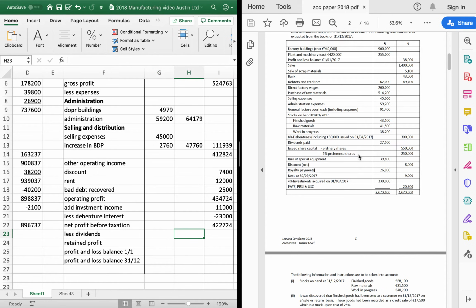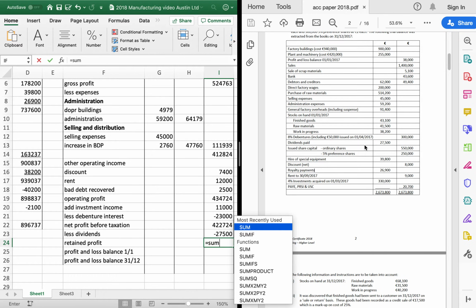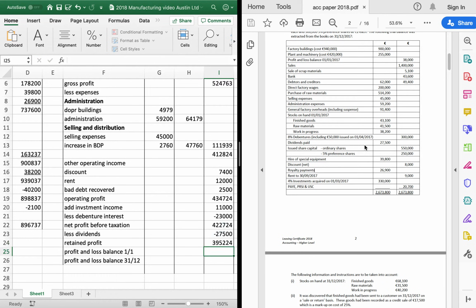Less dividends. There will be dividends somewhere. Dividends paid is 27.5. There's no reason there couldn't be dividends due. So that'll give you a retained profit of 395,224, and the profit and loss balance is somewhere, credit of 38,000. So credits get added on. If it was a debit, you would take it away, and that gives you a profit and loss balance of 433,224. Now just bear with me, I'll just make sure I have that right. Yeah, I have that right.